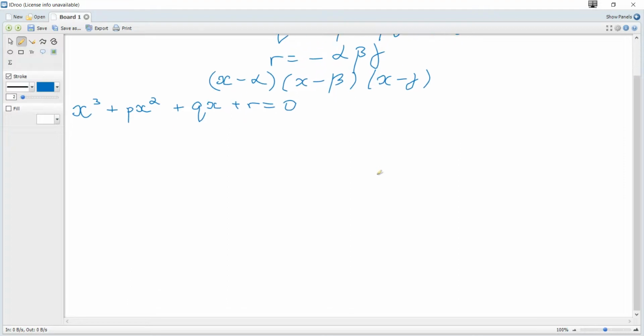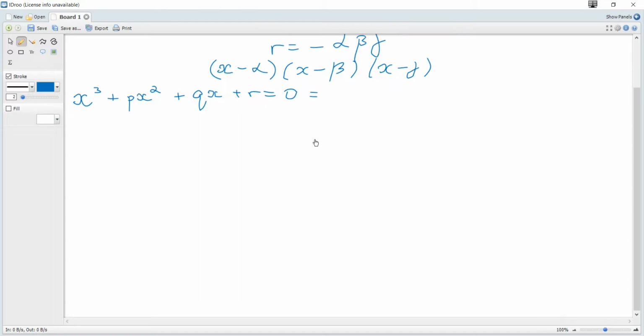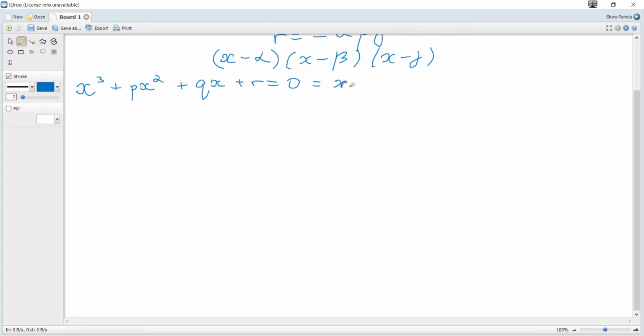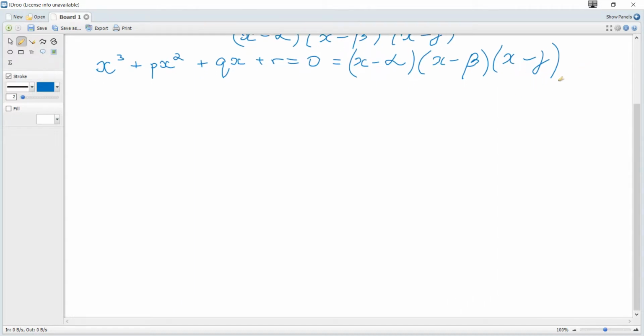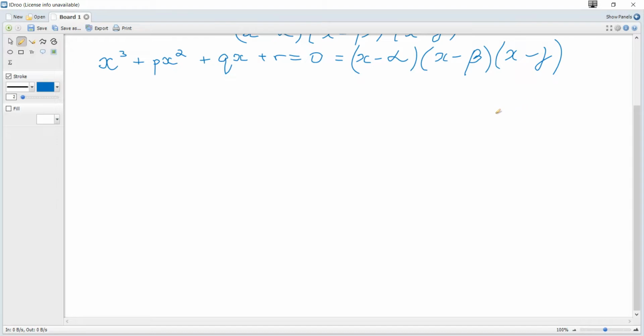And according to the remainder theorem, we know that if roots are given, we can rewrite a given polynomial as x minus the first root multiplied by x minus the second root multiplied by x minus the third root. And the idea is the next. If we open parentheses on the right hand side, then we can equate coefficients in front of the same powers of x.